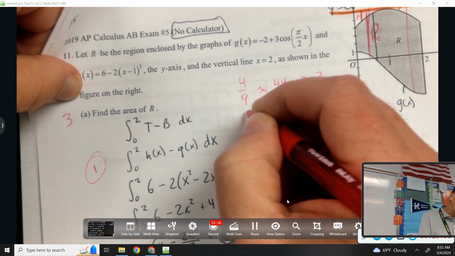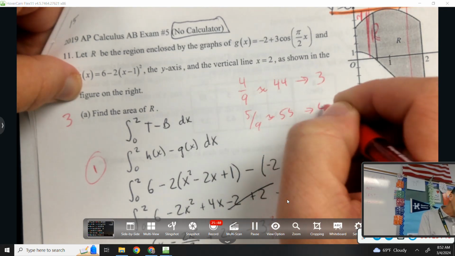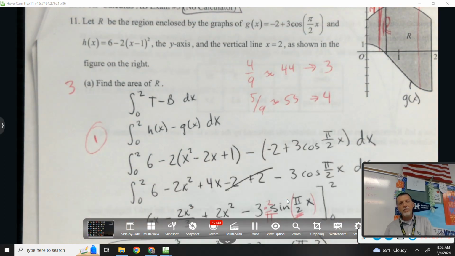That's headed for a 3. 5 out of 9, that's 55%. That's headed for a 4. So again, as you're doing these, fight for every point, but realize you don't have to get close to all the points to make a 3 or 4 or even a 5.